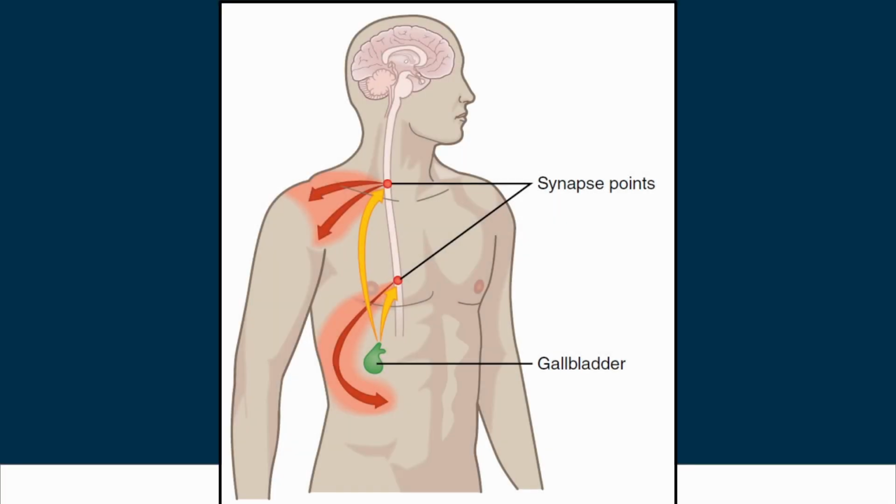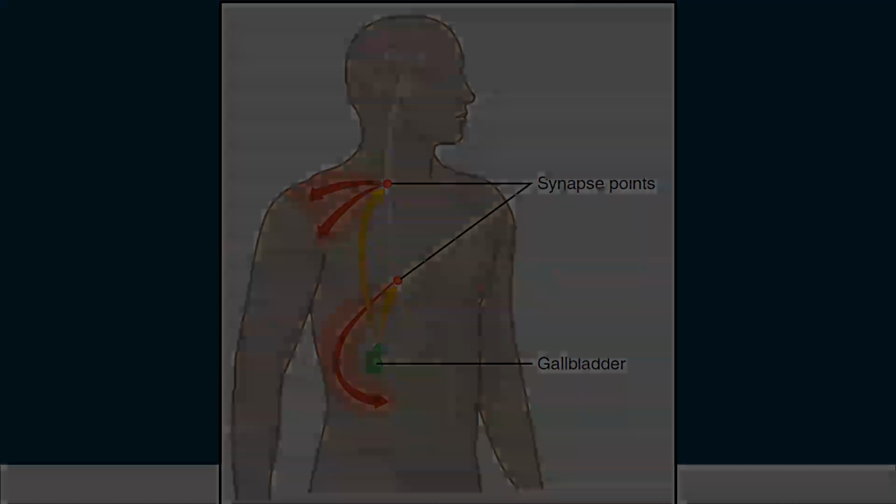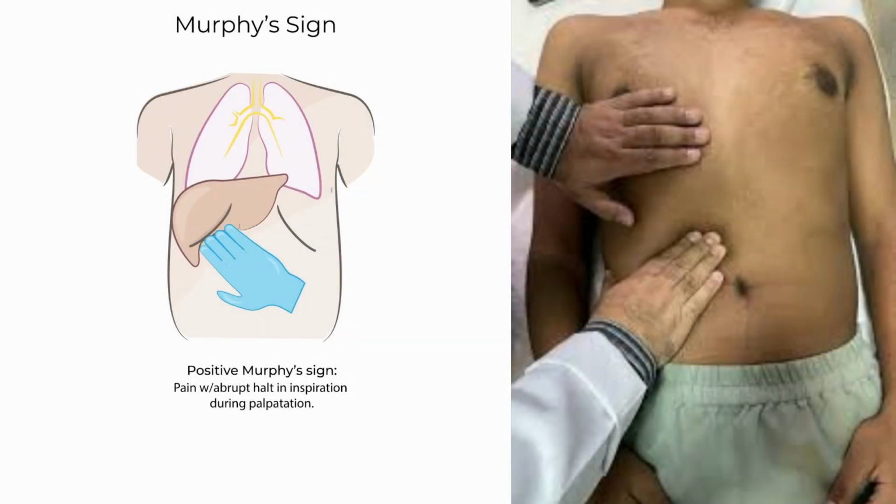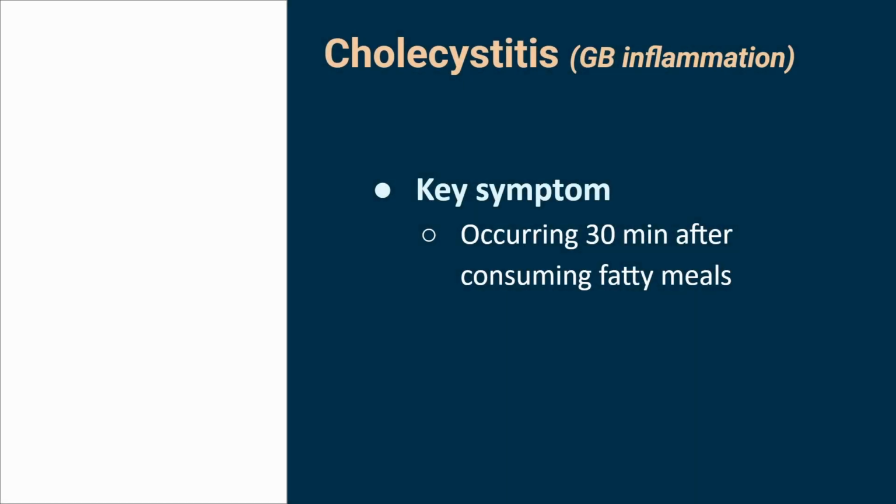And then here's a picture of that. Moving on. Murphy's sign is the pressing. It's literally putting pressure on your gallbladder. You inhale and slowly exhale, and that allows me to put pressure on your gallbladder. If it hurts, we call that Murphy's, strongly indicative of a gallbladder problem.